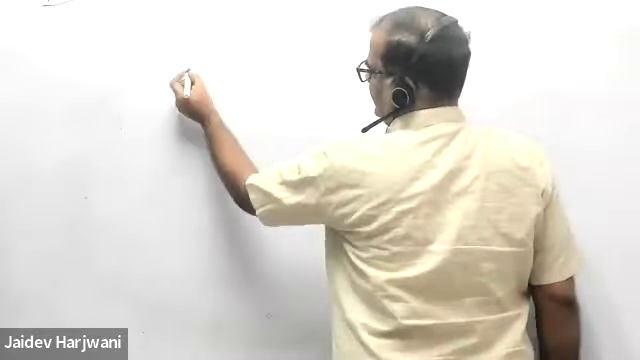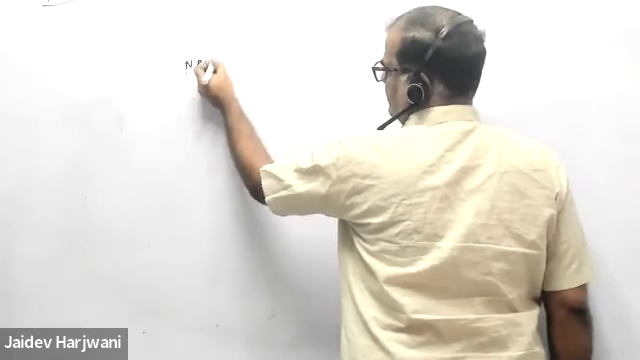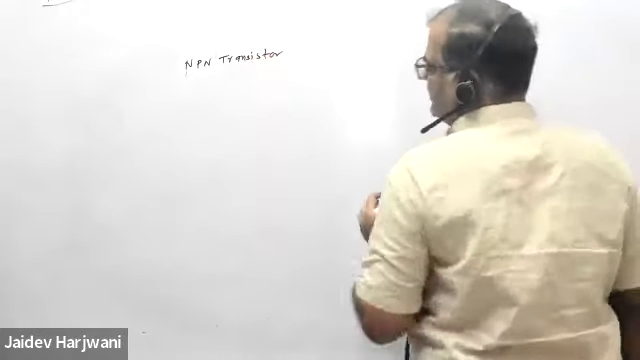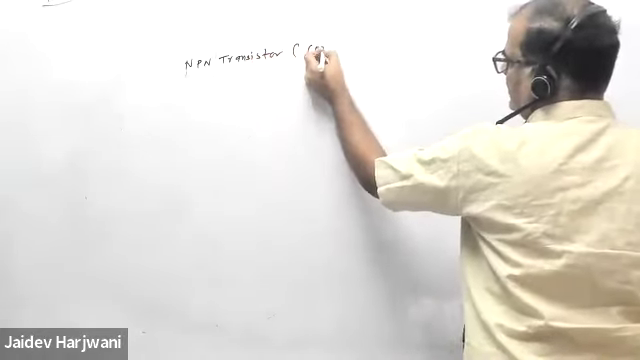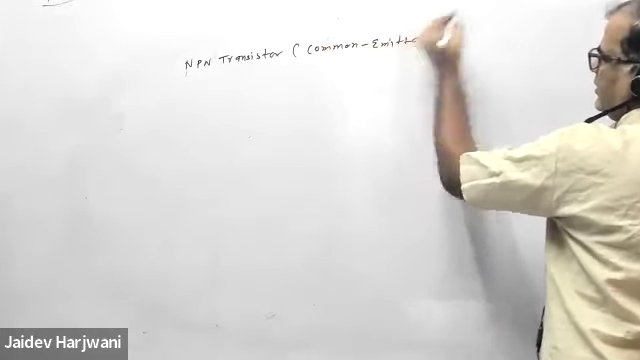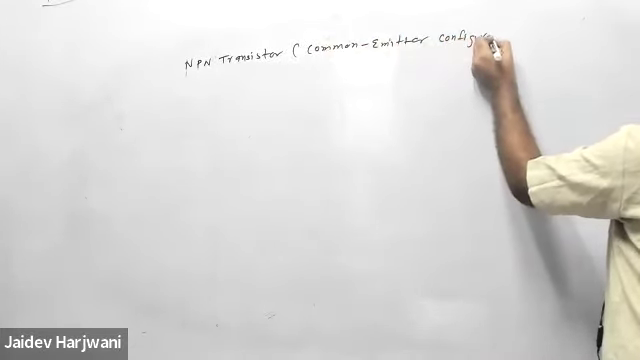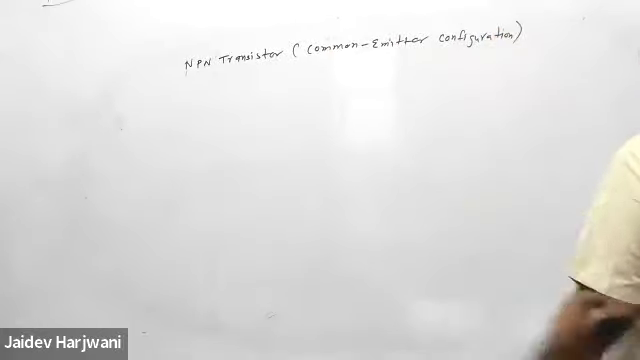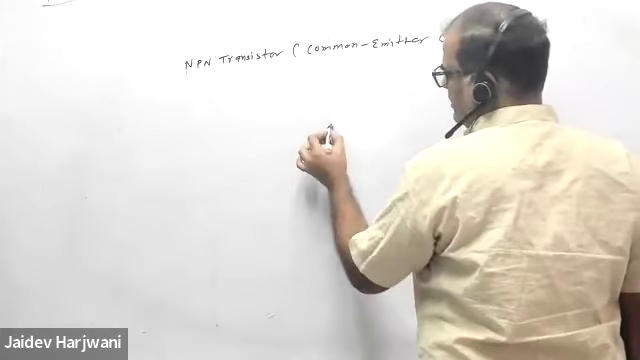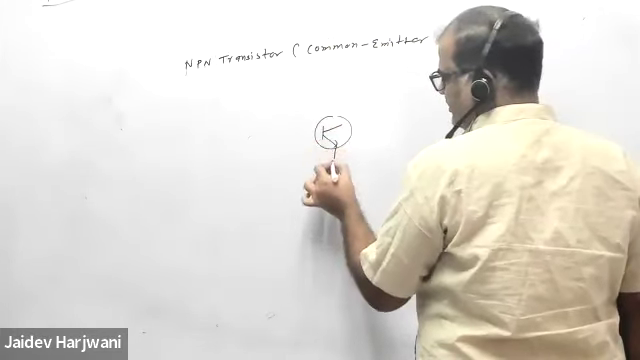So say NPN transistor, common emitter configuration. NPN transistor, and I'm applying common emitter configuration. And yesterday we have seen the circuit, okay, that this is my common emitter configuration.